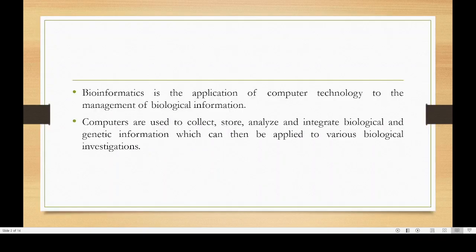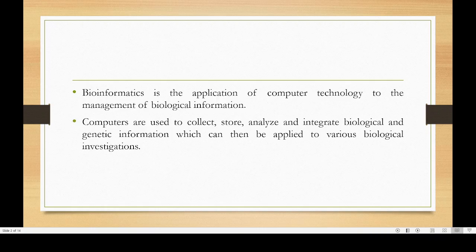Here you can find a definition. What we are doing is the application of computer technology for management of biological information. There are different types of biological information. For example, the taxonomy, we have names of different types of animals. If you take DNA, we have different types of sequences. These are all biological data or biological information.